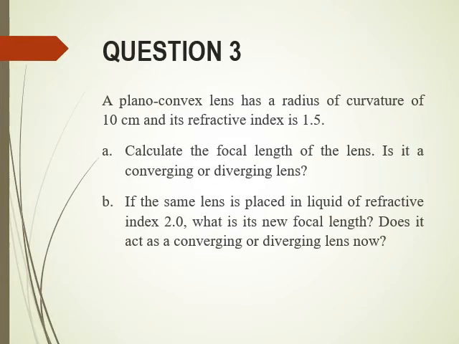Question 3. A planoconvex lens has a radius of curvature of 10 cm and its refractive index is 1.5. A. Calculate the focal length of the lens. Is it a converging or diverging lens? B. If the same lens is placed in a liquid of refractive index 2.0, what is its new focal length? Does it act as a converging or diverging lens now?